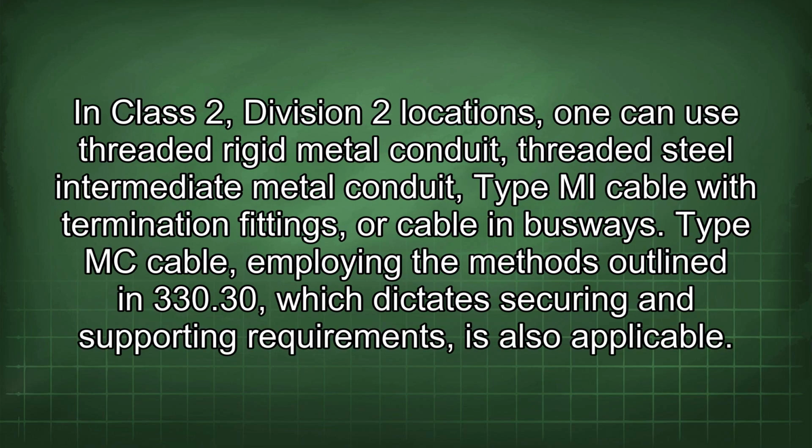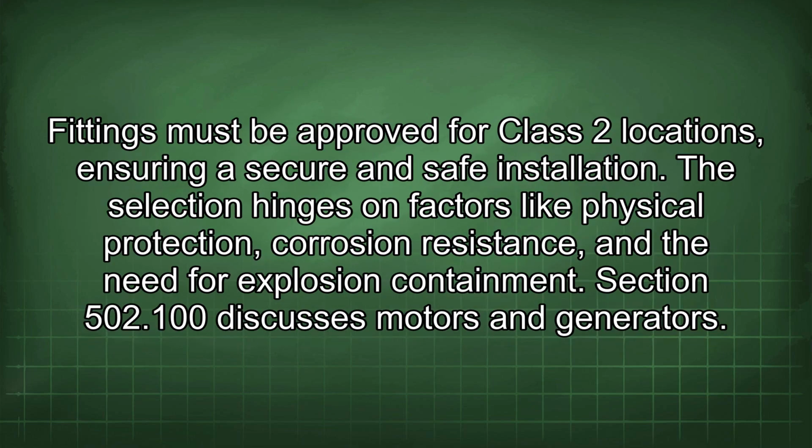In Class 2 Division 2 locations, one can use threaded rigid metal conduit, threaded steel intermediate metal conduit, Type MI cable with termination fittings, or cable in busways. Type MC cable, employing the methods outlined in 330.30, which dictates securing and supporting requirements, is also applicable. Fittings must be approved for Class 2 locations, ensuring a secure and safe installation. The selection hinges on factors like physical protection, corrosion resistance, and the need for explosion containment.